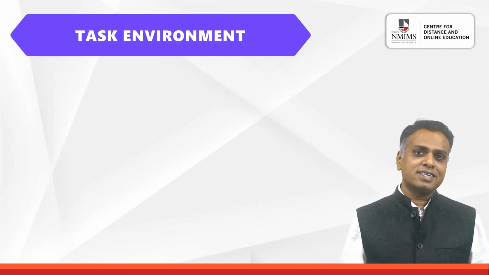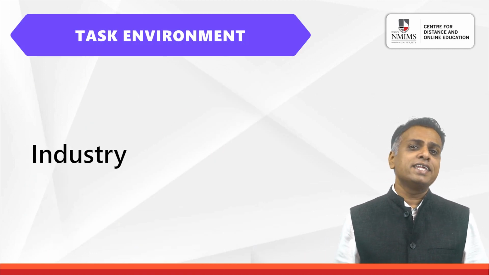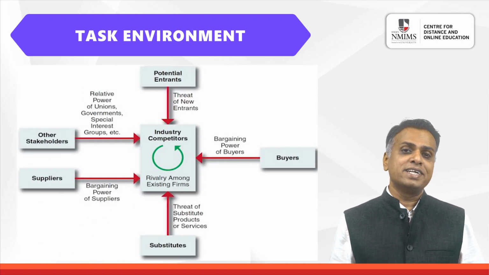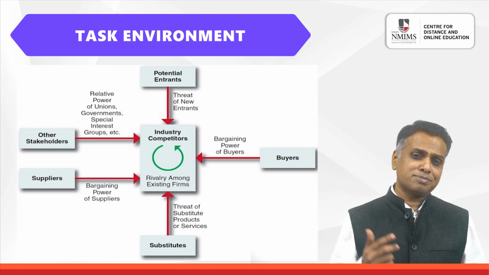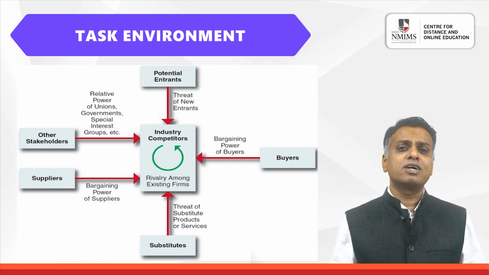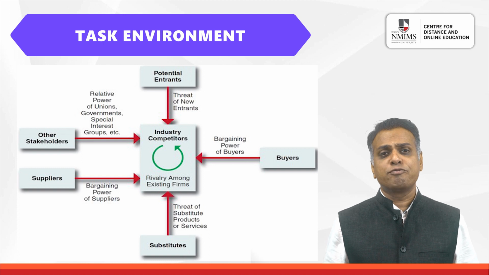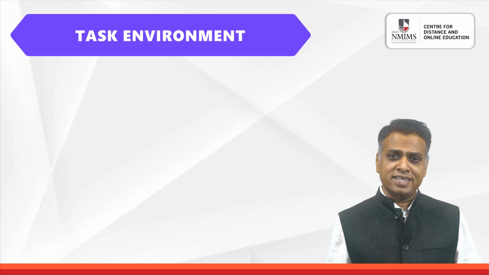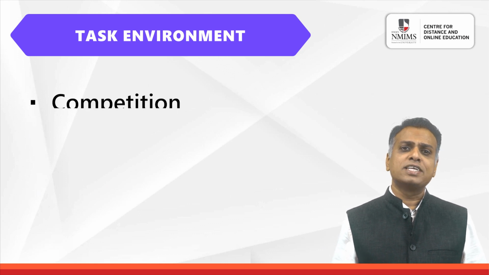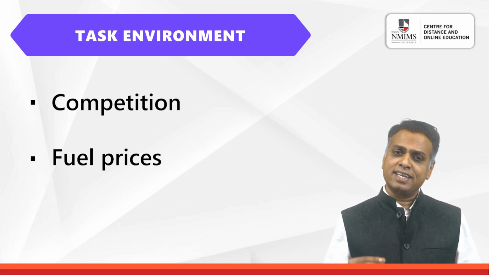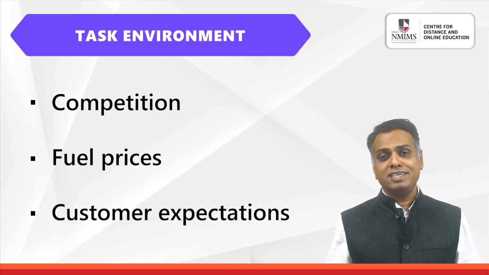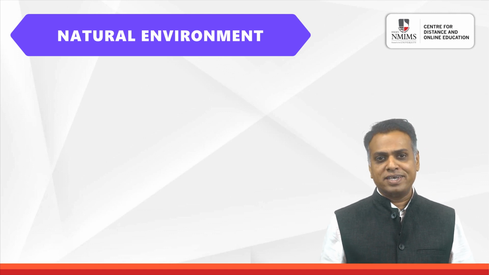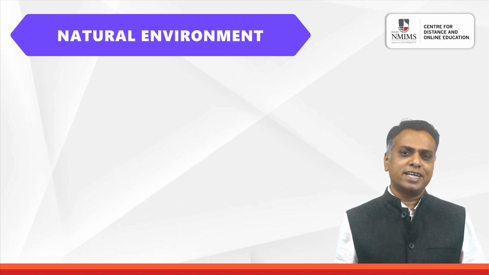The last is the task environment. This area focuses on your industry and considers the threat of new competitors, buyer and supplier power, substitutes, rivalry among existing companies and other stakeholders' influence. So, let us take one more example here. In the airline industry, competition, fuel prices and customer expectations are key factors. Now, let us go back to the natural environment and let us have a deeper understanding of it.